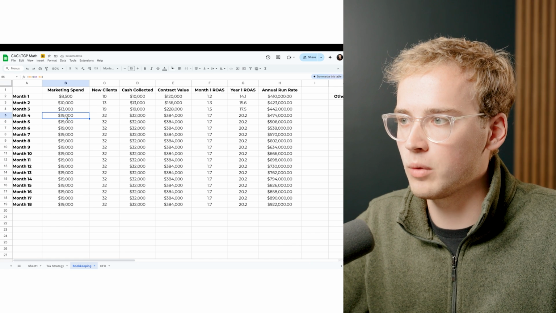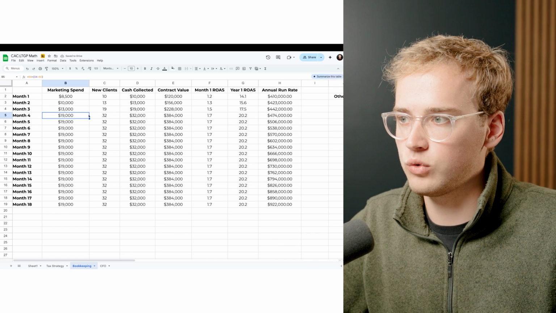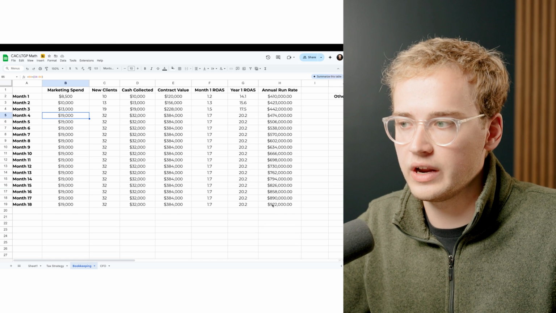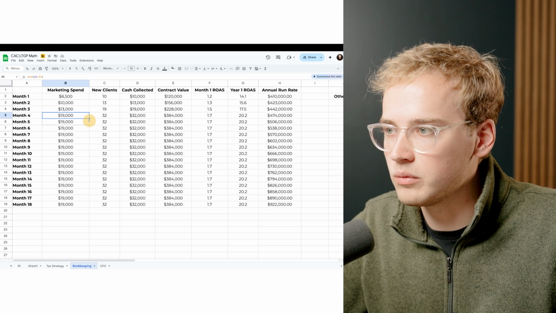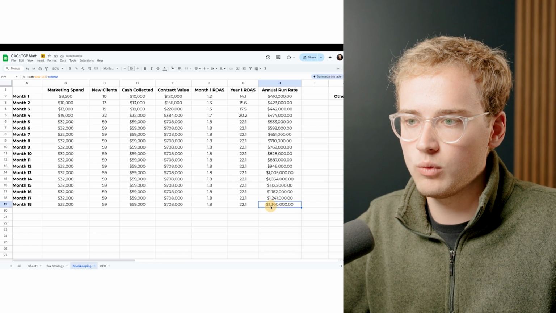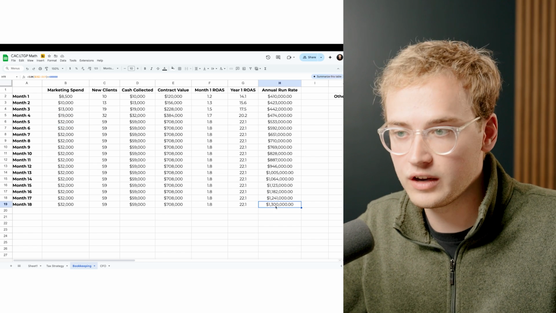So we do that for 1 more month. So we're month 4 now. We're spending 20 grand a month on ads and we're just over 900K is our annual run rate. Let's do it for 1 more month. So we're going to spend $32,000 a month on ads and we're going to get $1.3 million. That's going to be our annual run rate.